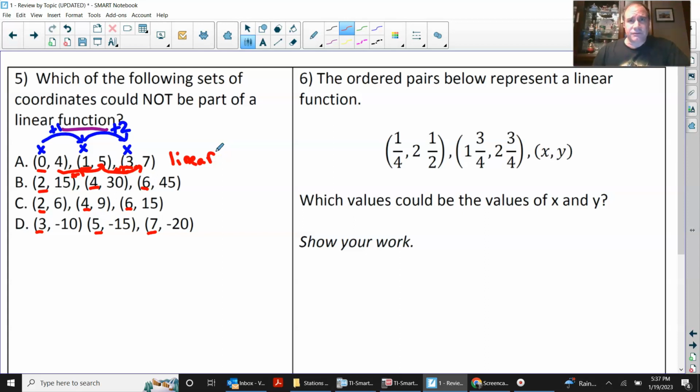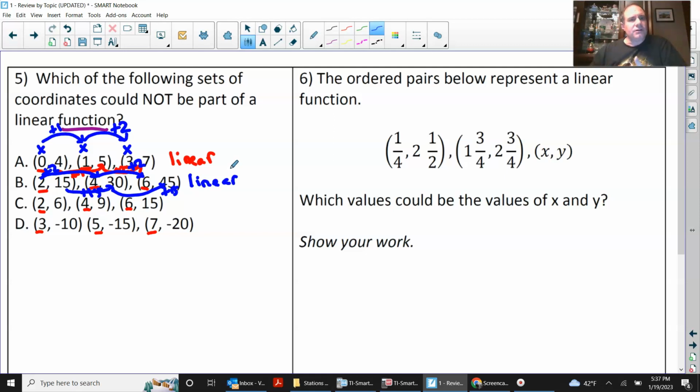Remember, you could always graph these also. Straight lines are linear. All right, so let me go down to the next one. 2 goes to 4 by adding 2. 4 goes to 6 by adding 2. Let's see if the y remains the same. The increase of the y is 15 to 30, you're adding 15. 30 to 45, you're adding 15. That is linear. As long as it remains the same and coincides with what's happening with the x's, then you're good.